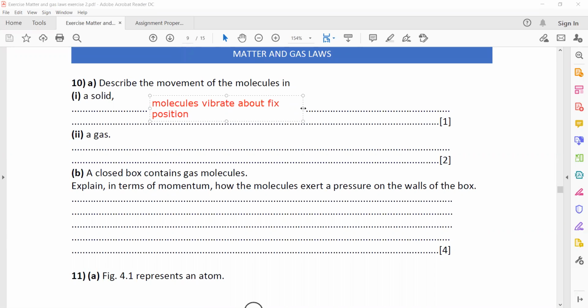And how do we explain the movement of the molecule in gases? They're vibrating and moving randomly. Vibration is there for all and moving randomly.